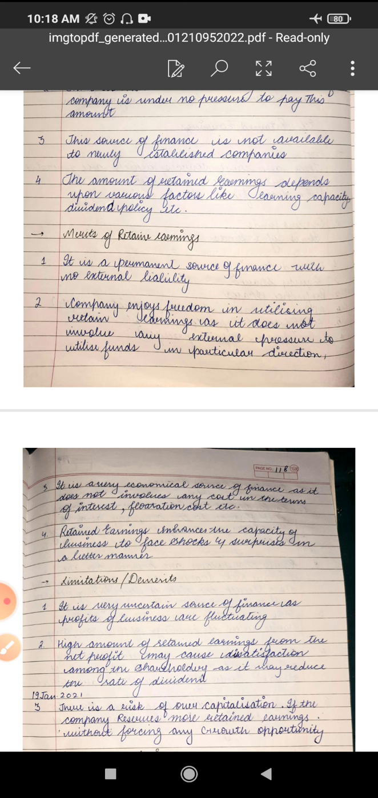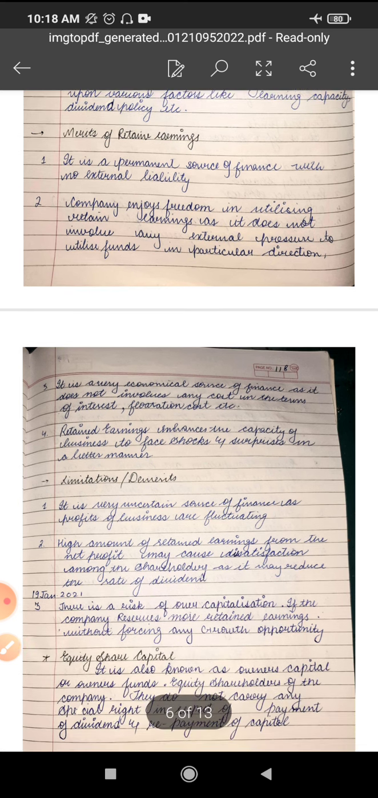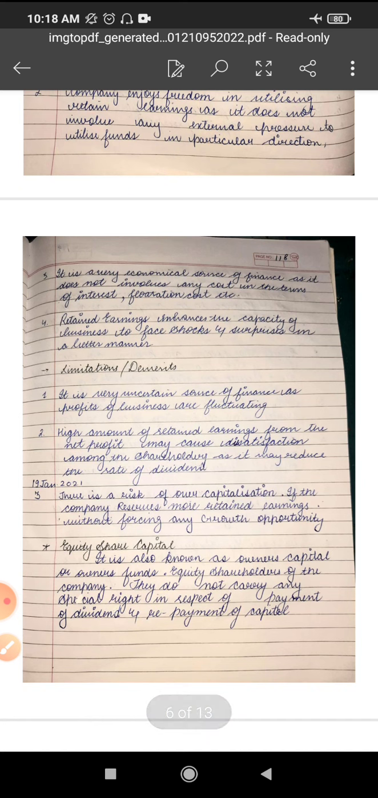Coming to the limitations, it is a very uncertain source of finance. Why is it an uncertain source of finance? Because your profits keep on fluctuating. That is why your retained earnings will also fluctuate. That is why it becomes quite an uncertain source of finance.